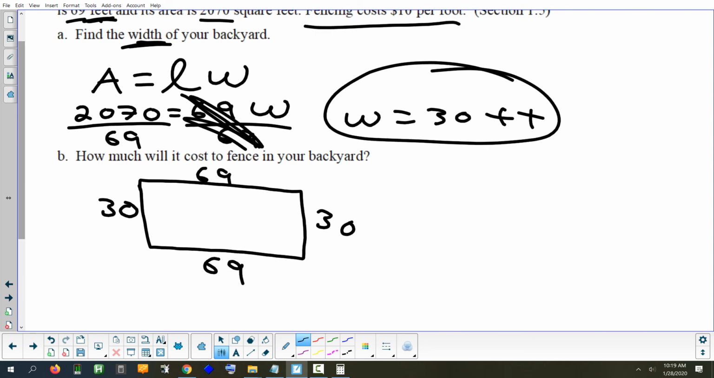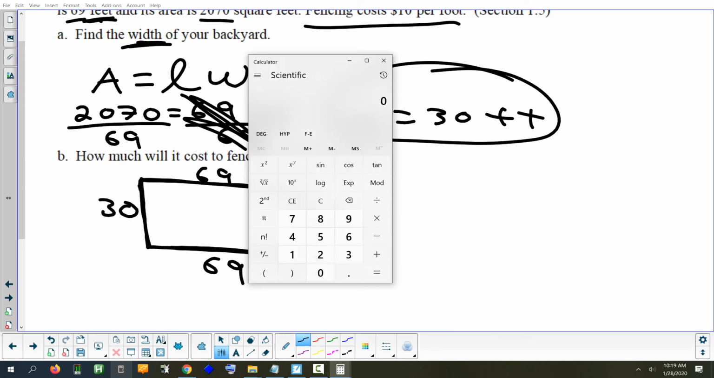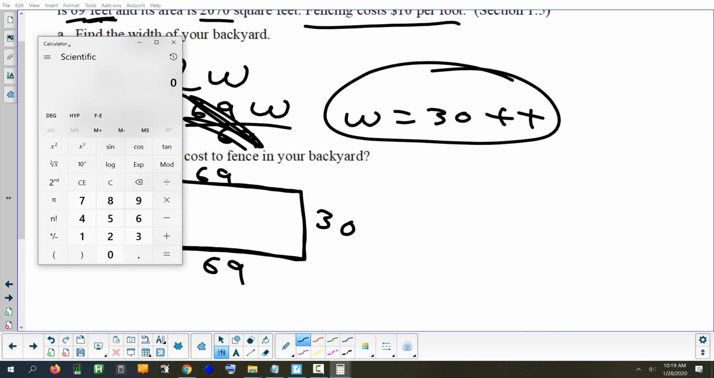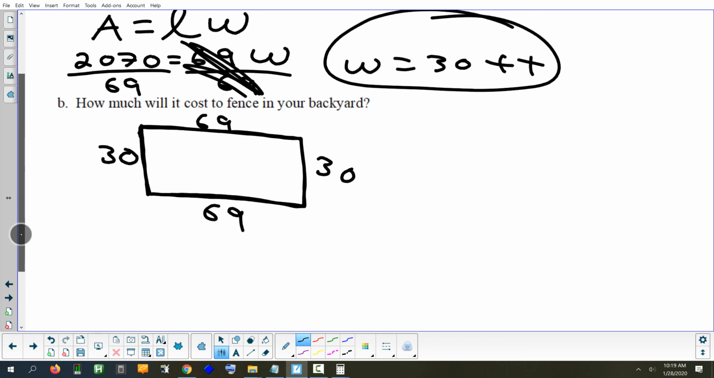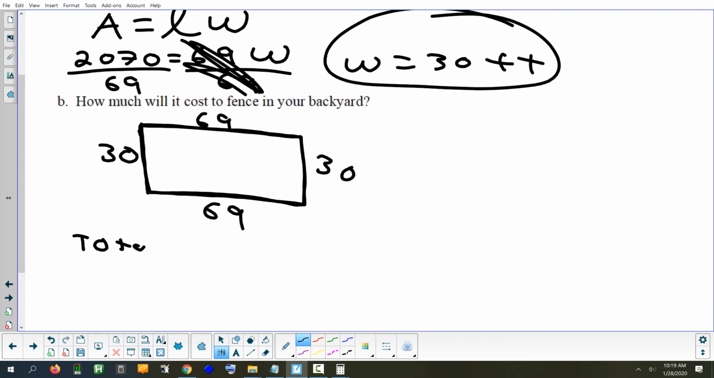So what do we do with those 4 numbers to figure out how much fence we need? Add them together. You're going to put 30 feet of fence here, plus 69 feet here, plus another 30 feet, plus another 69 feet. So add them all up, and that tells you how much fence you're going to need. So we've got 69 times 2, plus 30, plus 30. So that's a total of 198 feet of fence. So total fence is 198 feet. Now, is that what they wanted to know?